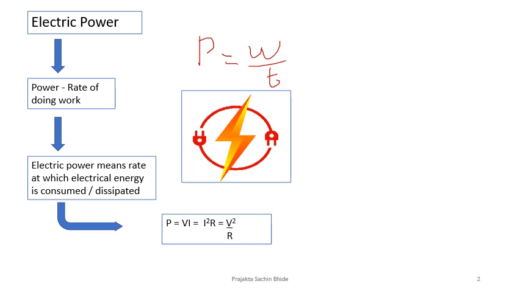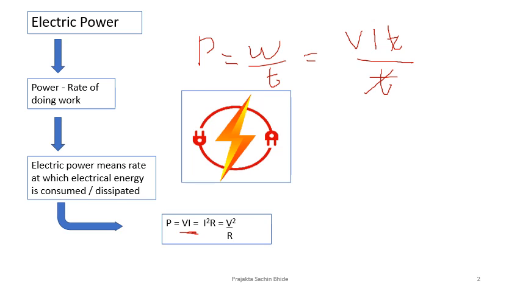Yes, work I know, which is W upon T, but I know W is equal to VIT. So VIT upon time, divided by time. So this cancels off, and what remains is power is equal to VI.